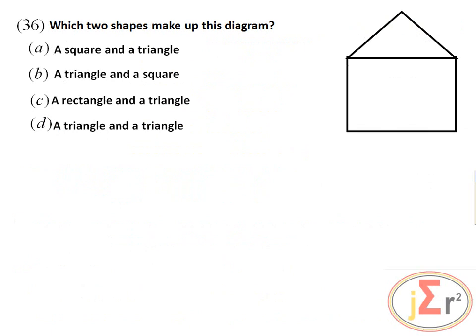Which 2 shapes make up this diagram? Which 2 shapes? What shape is this, Jerry? Triangle. And this one? Rectangle. Okay. That's right. So even if this is a square and you say that it is a rectangle, you are still correct because a square is a rectangle.